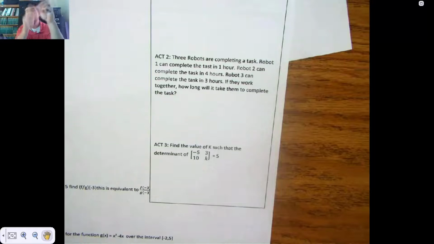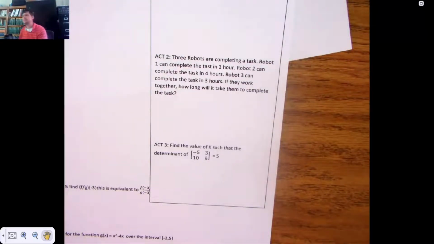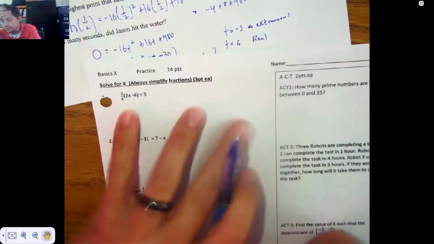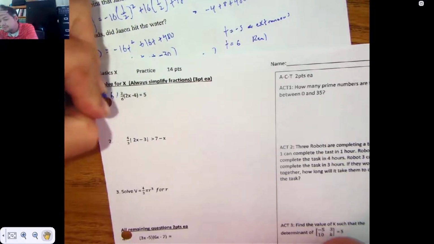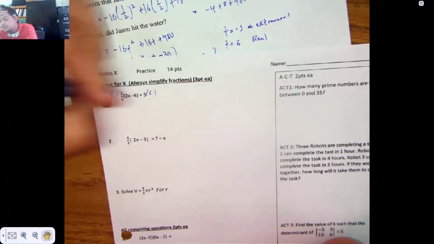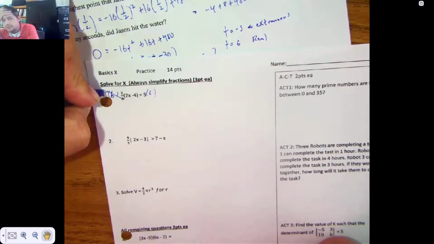Basics 10. Basically the same quiz as Basics 9. Nothing too special about it. So we're supposed to solve for x. I would multiply both sides by 6. It's just a technique you use to eliminate fractions. A lot of you guys are not adapting to that though.